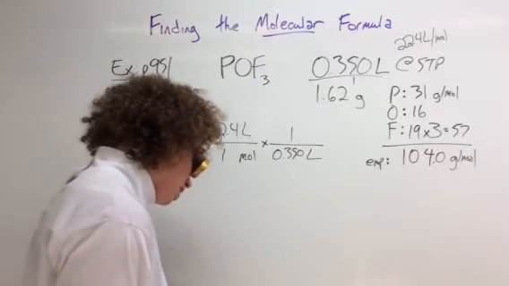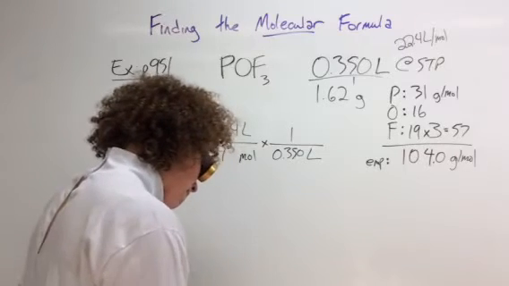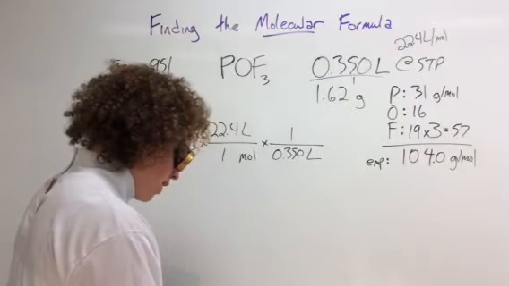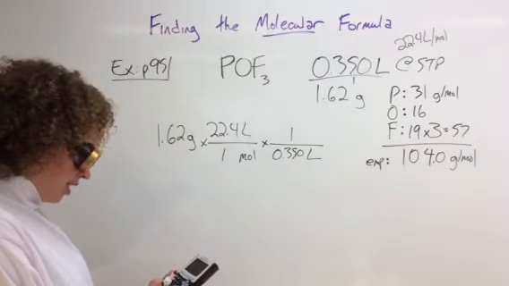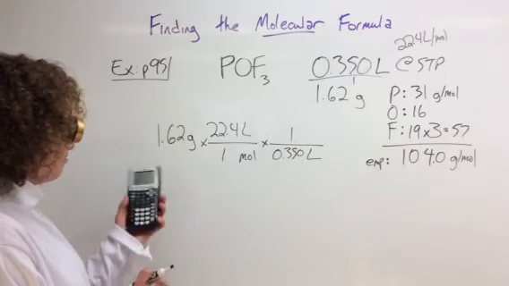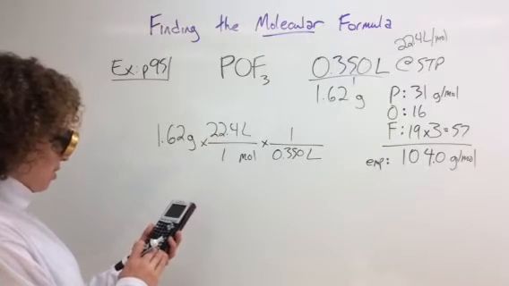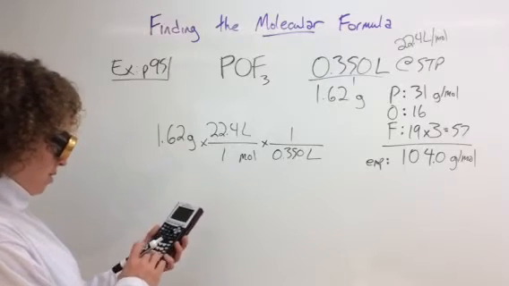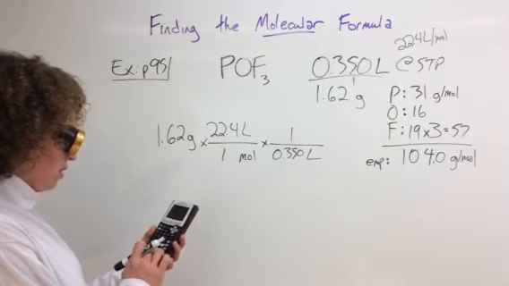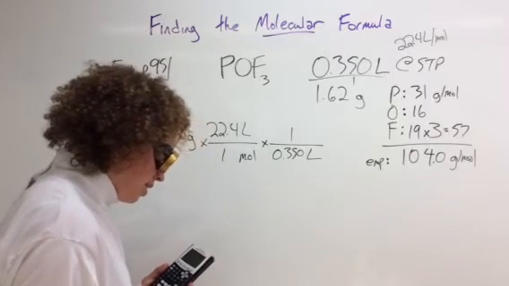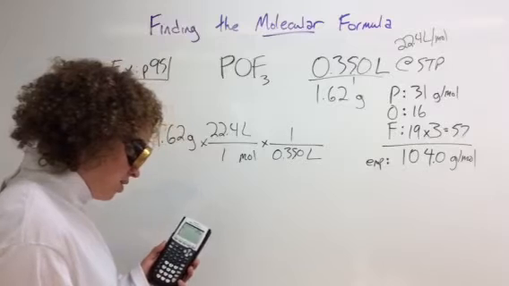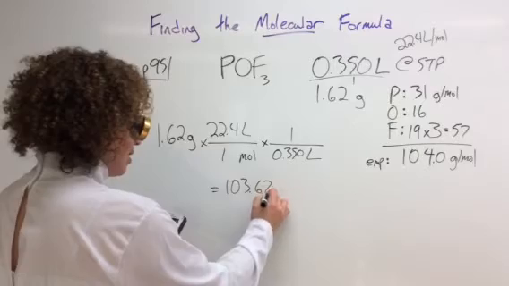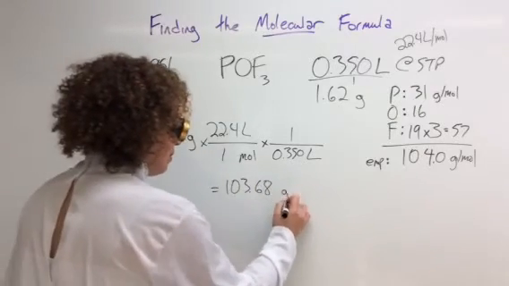So I'm just going to check the numbers here real quick. Your book does it a little bit different because it does it one step at a time. So I'm just going to run through my calculations and make sure I've got the same number they do. And then divide by 0.350. Well, look at that. My calculations tell me that I've got 103.68 grams per mole.